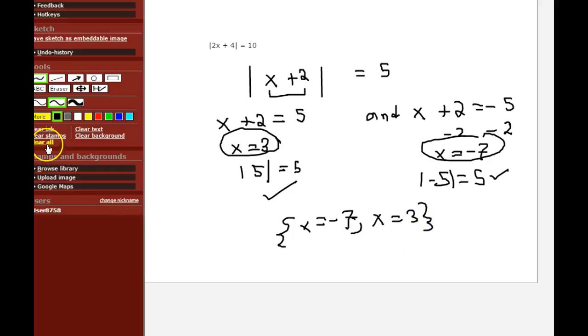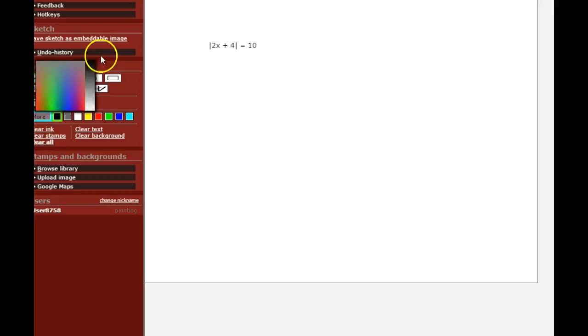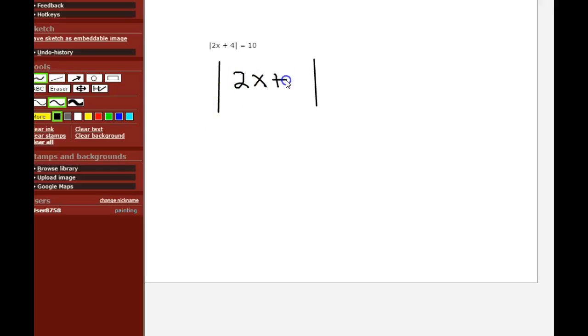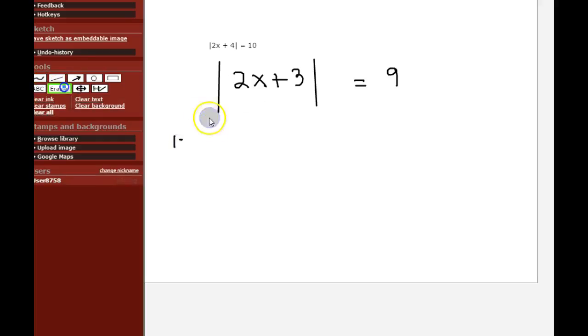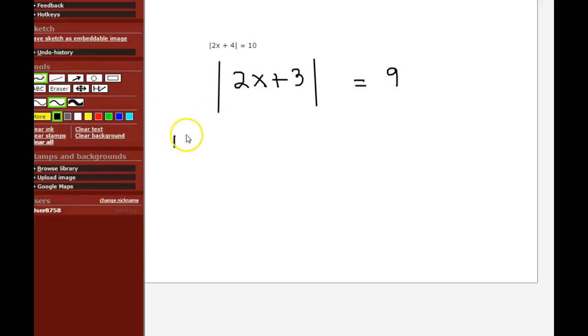Alright, let's try a new one, something similar to the one that we have here. Make big absolute value signs: 2x plus 3 is equal to 9. And remember, there are two solutions. We're going to have the distance from 0 equal to 9. Remember that the absolute value of 9 is equal to 9, and the absolute value of negative 9 is also equal to 9. So this means that the number right here could be 9, or it could be negative 9.